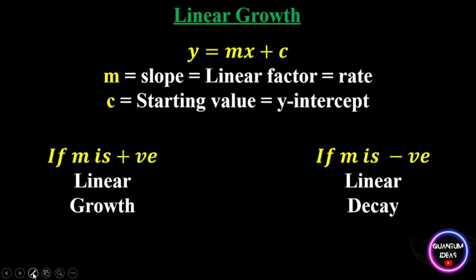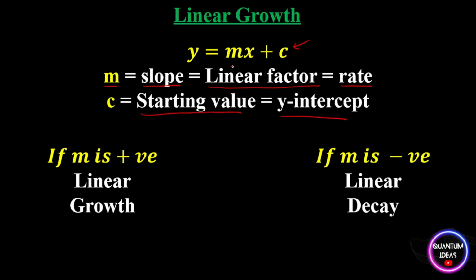We are given here linear growth. In linear growth you can see y equals mx plus c. This is our equation of a line, and here in linear growth m is the slope, and this slope gives us the linear factor, or the rate of linear growth. And this c, which we call the y intercept, gives us the starting value of the function.